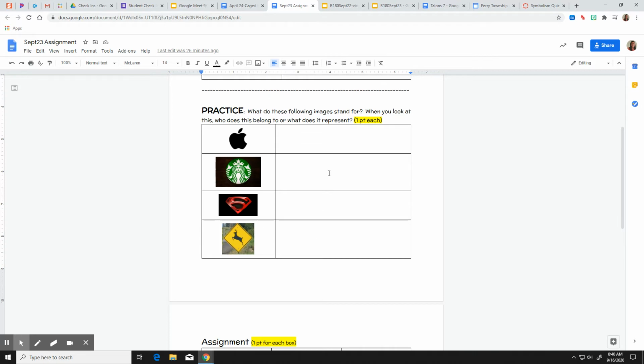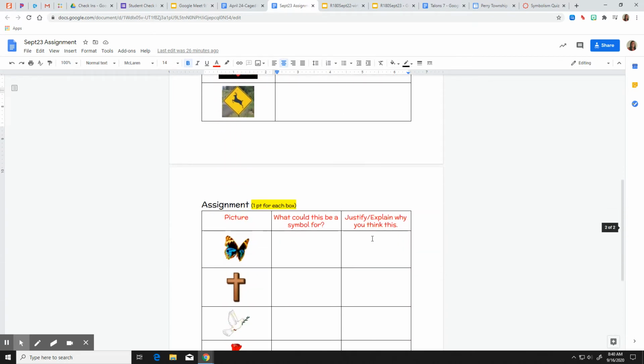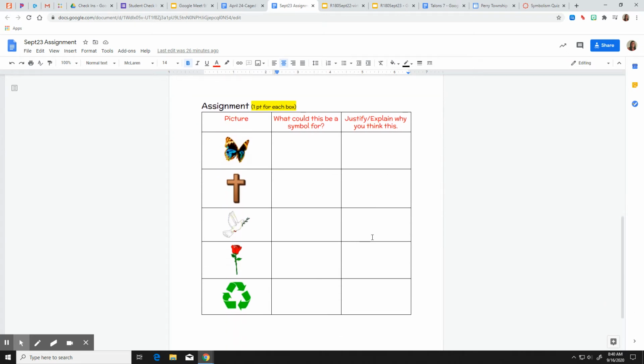So these are very simple, basic answers. It's not there to trick you. Just when we see these, what do they mean? Okay, and then we're going to get to a little bit deeper thinking. You see these symbols, and what could this symbol actually stand for? If I see a butterfly, what do people think that represents?